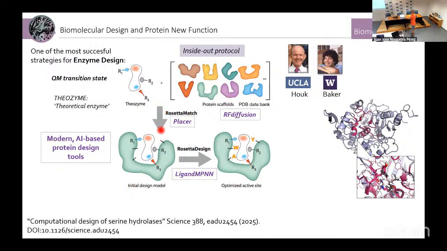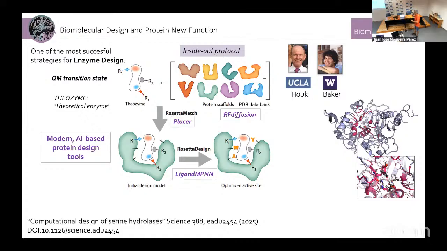You can also use diffusion-based tools like PLACER, also developed by David Baker, to account for conformational flexibility of your ligand and your transition state in the active site of that protein. So not just considering a rigid docking structure, but also accounting for this flexibility, this conformational diversity. And finally, using LigandMPNN, for example, you can propose protein sequences that stabilize that particular backbone, that minimize the free energy, making the protein more stable, right?